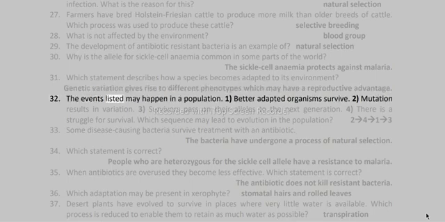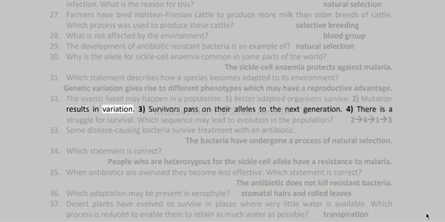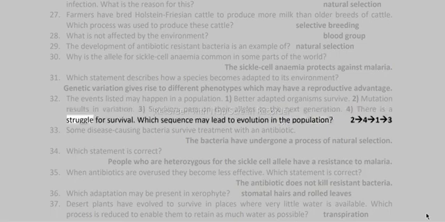Question 32. The events listed may happen in a population. 1. Better adapted organisms survive. 2. Mutation results in variation. 3. Survivors pass on their alleles to the next generation. 4. There is a struggle for survival. Which sequence may lead to evolution in the population?